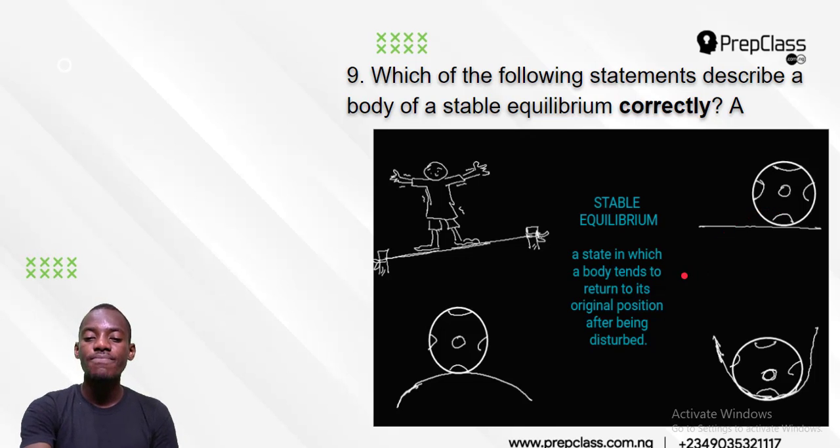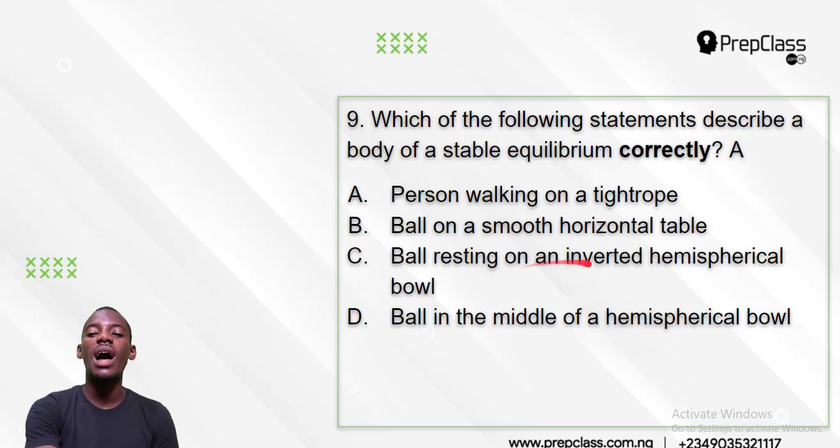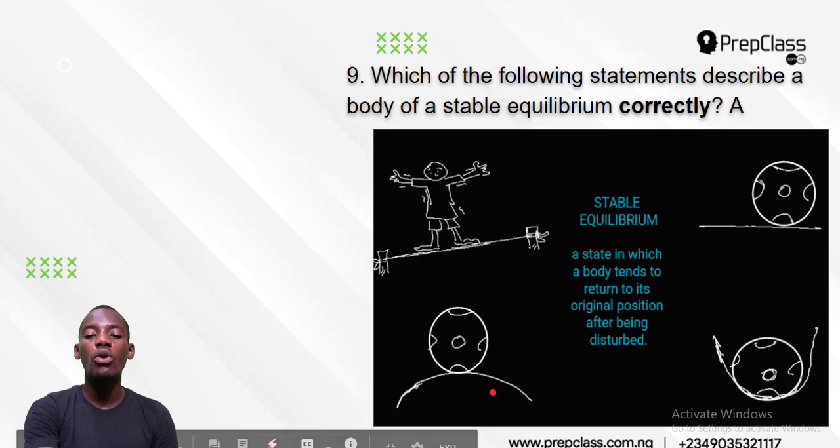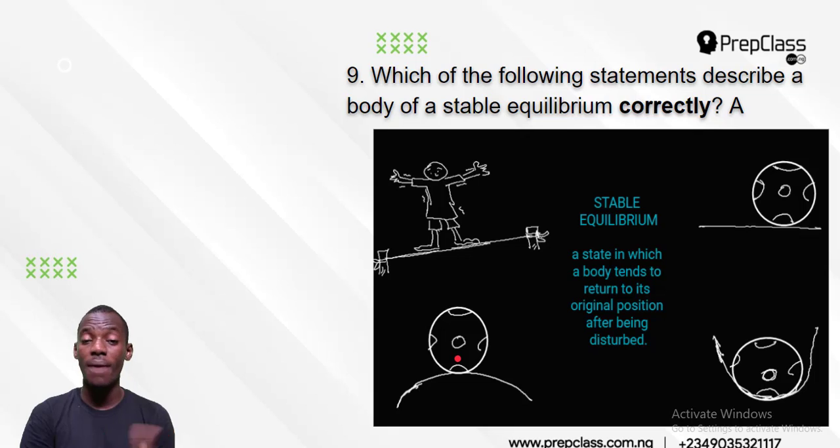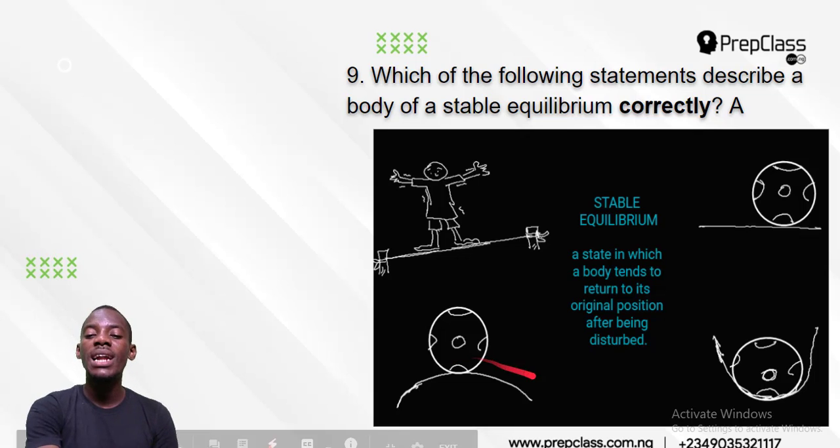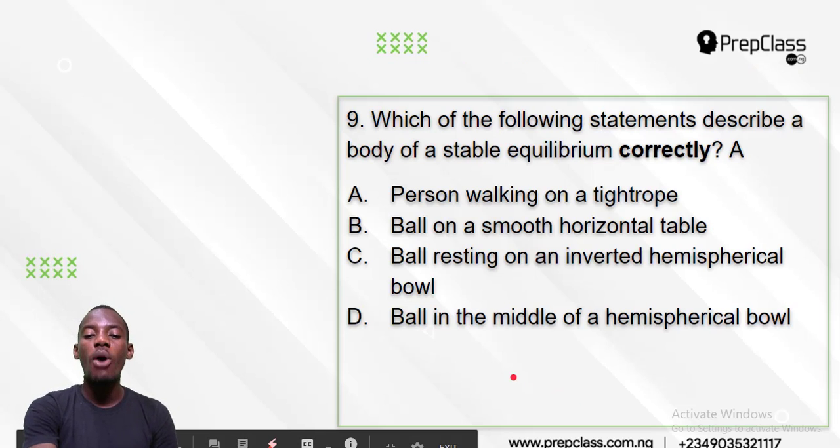Now the next one is the ball resting on an inverted hemispherical bowl. Now this is the bowl inverted. If you push this ball a little, it will roll over. It is not stable. But the last one is saying ball in the middle of a hemispherical bowl.